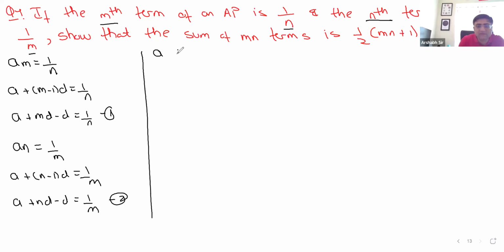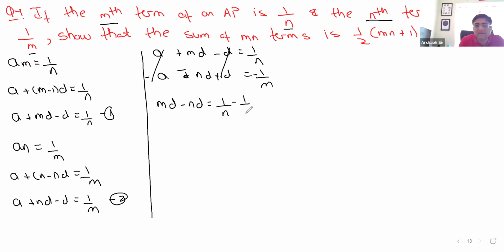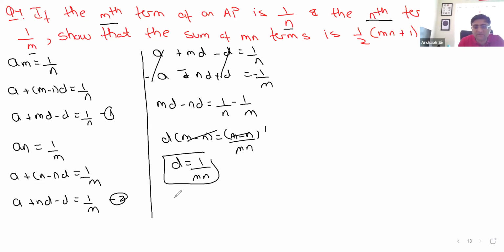We'll subtract the two. So we have a plus md minus d is 1 by n and a plus md minus d is 1 by m. Subtract these, so minus minus plus minus cancel. So we get md minus nd is 1 by n minus 1 by m. Take d common from here. m minus n is m minus n by mn. Cancel. So we get d is equal to 1 by mn. Right? We will substitute this into the first equation.